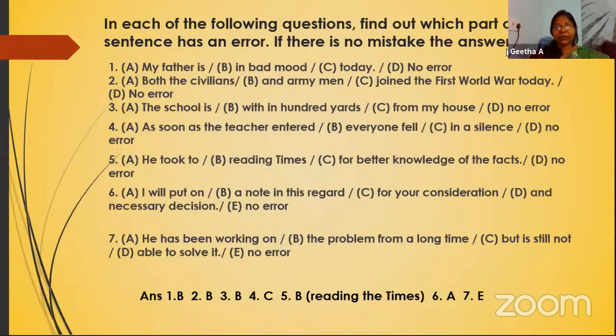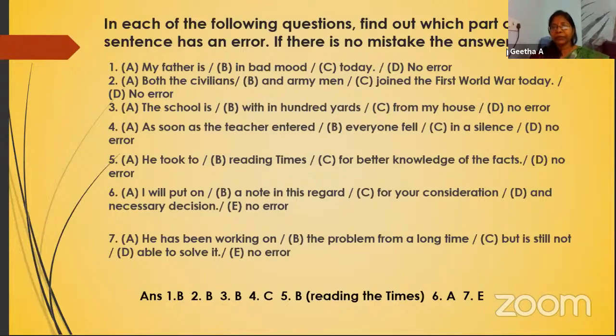And the seventh one is: yes, he has been working on the problem for a long time. Yes, it is not E. I'm sorry, that is wrong. E is not the right answer. The answer is B. Actually, he has been working on the problem for a long time is right. Ravi Kiran, you are right. Actually, that one is wrong. No error is not correct.